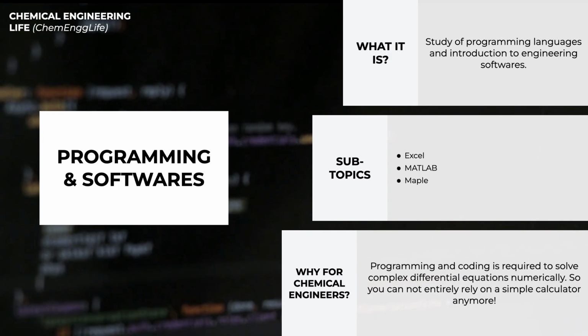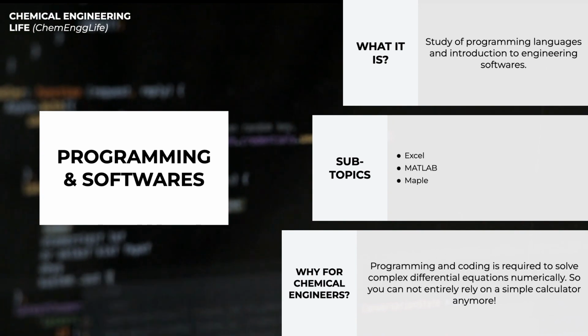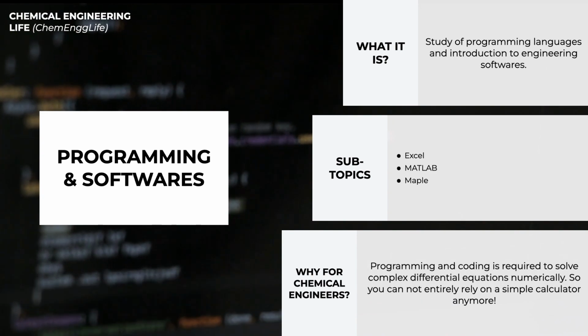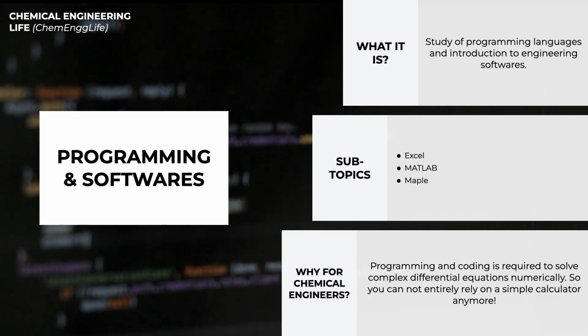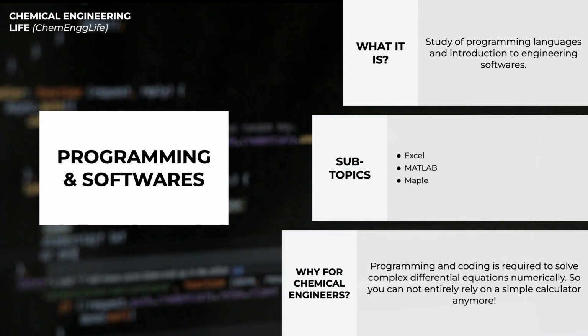But hands down, one of the most key skills and one of the most important areas of study that you need to master in chemical engineering is actually the engineering software and the programming languages.